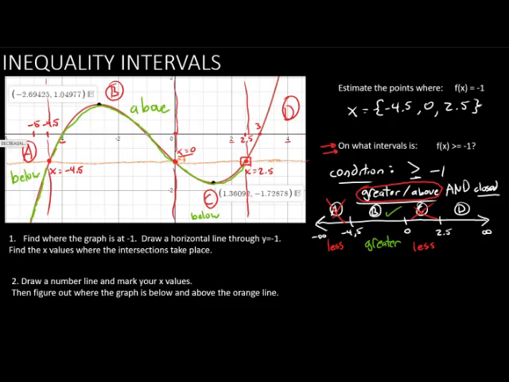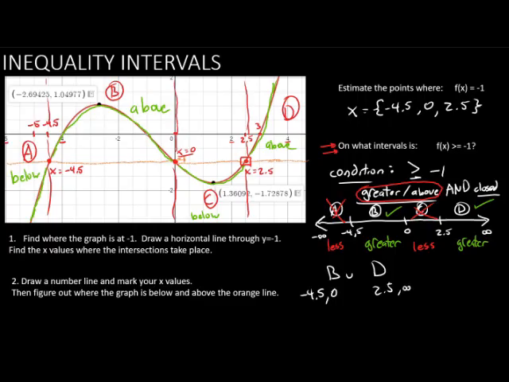Then as we move into region D, we move above that line. Therefore, we are greater, and that does match the condition. Therefore, region D will be part of the answer. Therefore, our answer will be region B union region D. Region B will go from negative 4.5 to 0, and region D will go from 2.5 to infinity.